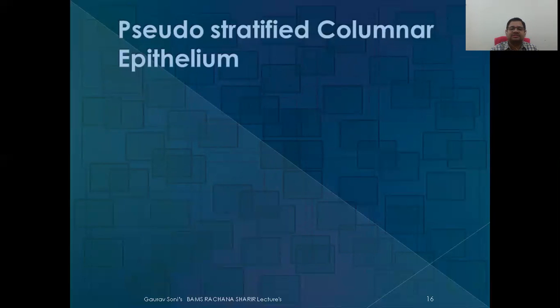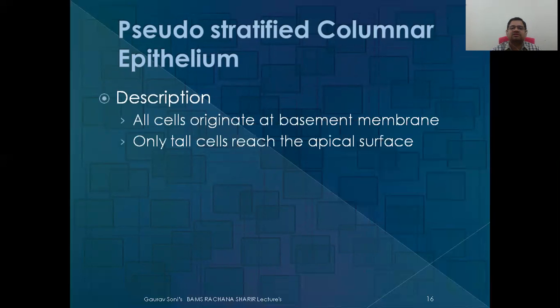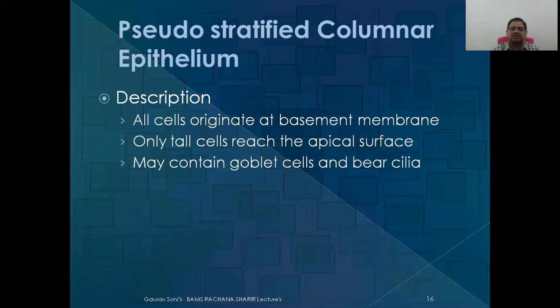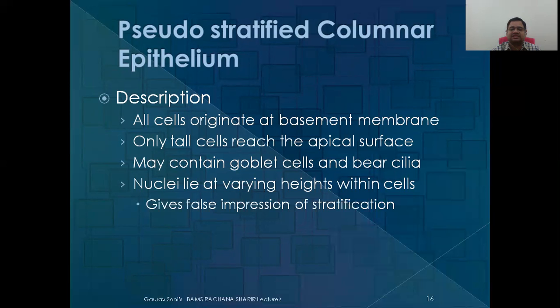Now a very specific type is pseudostratified. Stratified means layered, but pseudo means not true. These particular cells basically originate from the basement membrane, but the height of the pillar is different. Only tall cells reach the apical surface, may contain goblet cells and bear cilia. Nuclei lie at various heights within the cells, which gives the false impression of stratification. So this is why they are called pseudostratified.